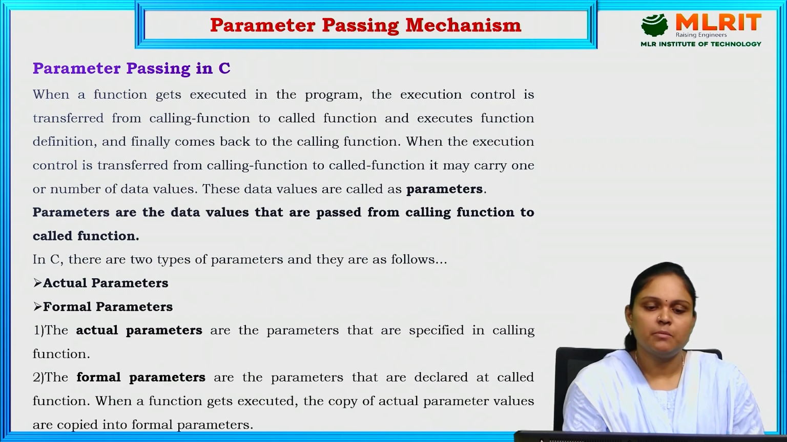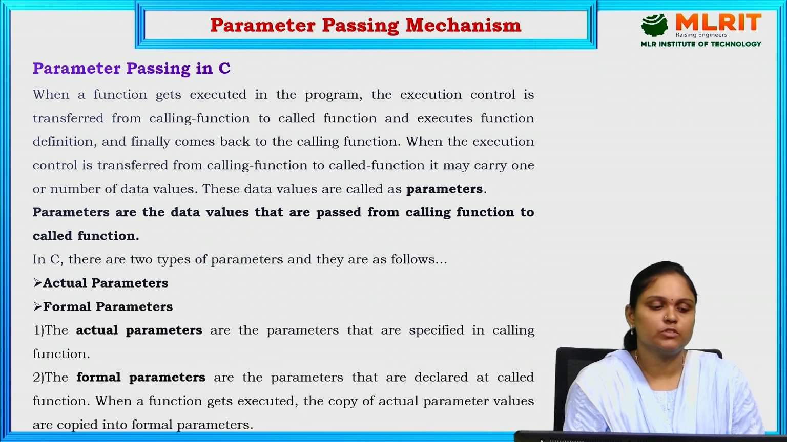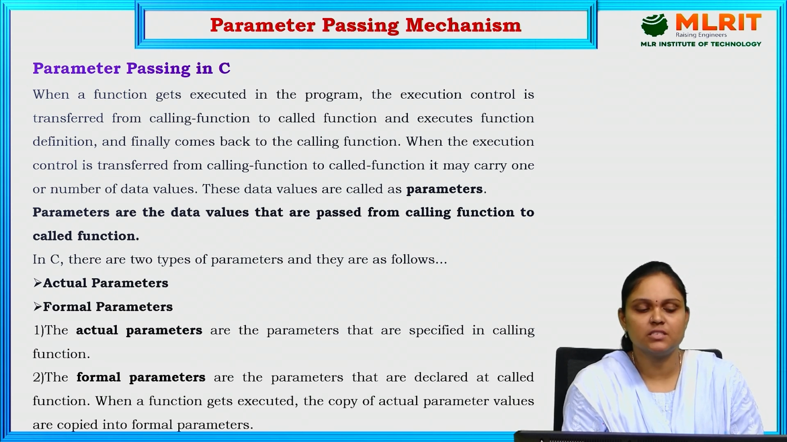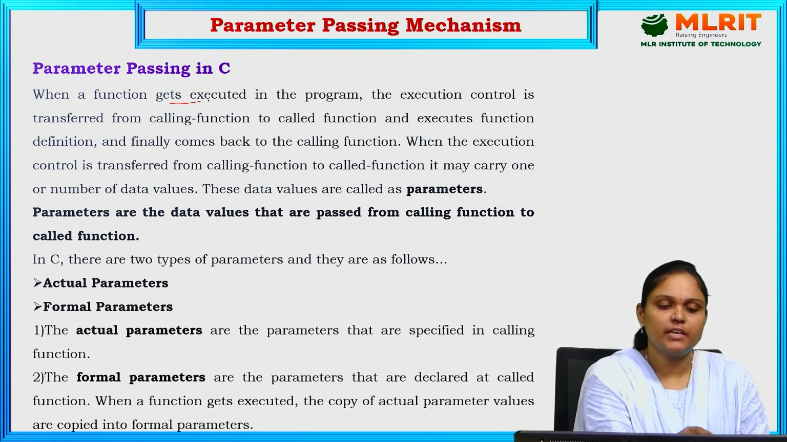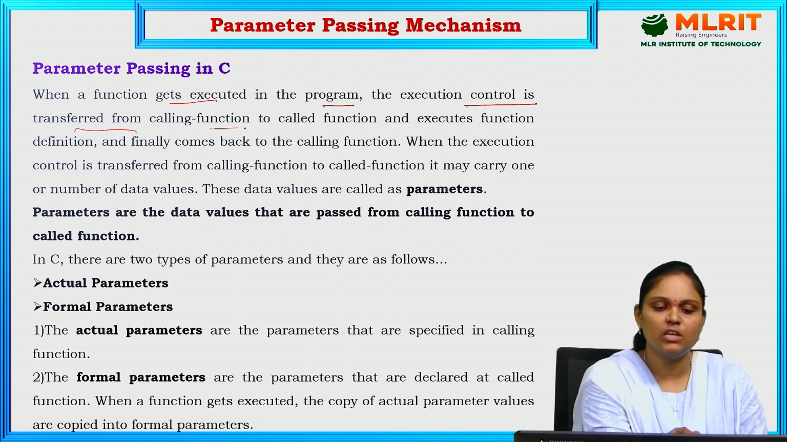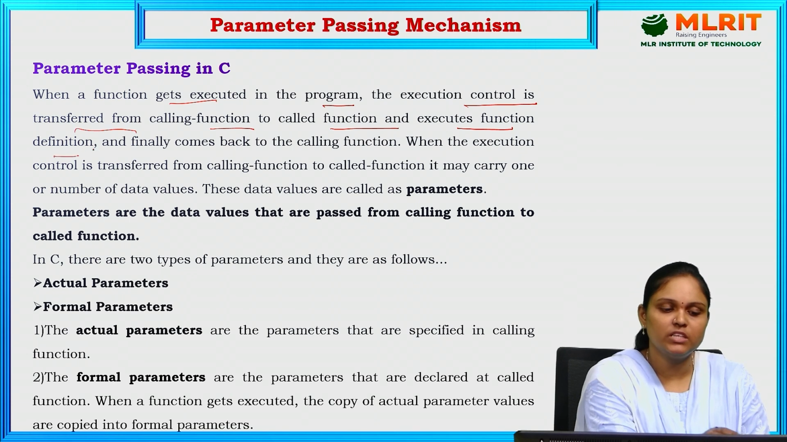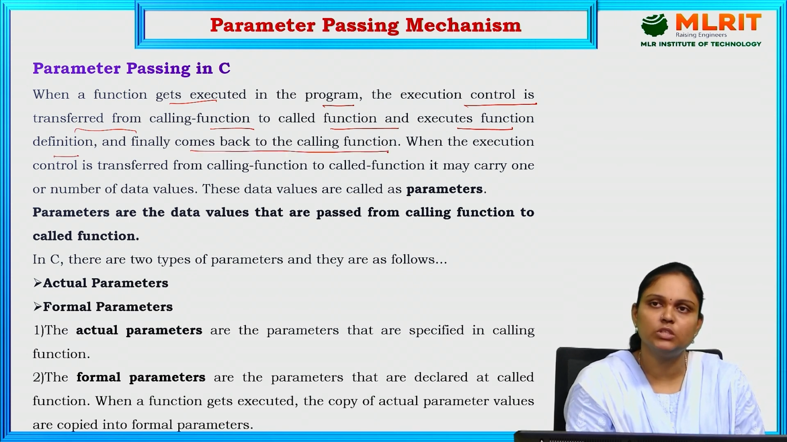And next is the parameter passing mechanisms. Parameters are nothing but the inputs that you are passing to the functions. So we are going to discuss parameter passing in C. When a function gets executed in the program, the execution control is transferred from the calling function to the called function, executes the function definition, and finally comes back to the calling function.